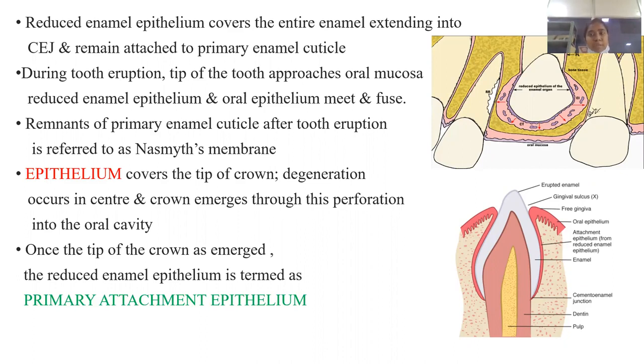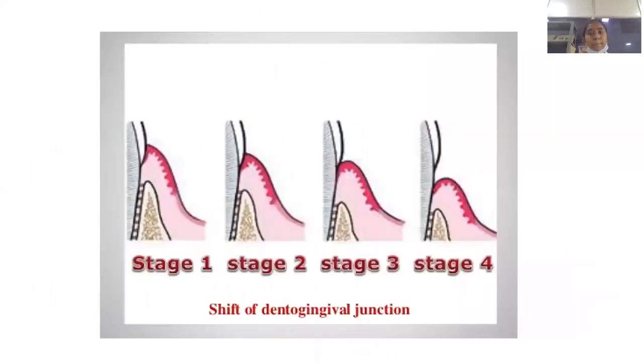So obviously there will be some remnants. In that case it is referred to as Nasmyth's membrane. Epithelium covers the tip of the crown. Degeneration occurs in the center and the crown emerges through this perforation into the oral cavity. Once the tip of the crown has emerged, the reduced enamel epithelium is termed the primary attachment epithelium, which can be seen in these two pictures.